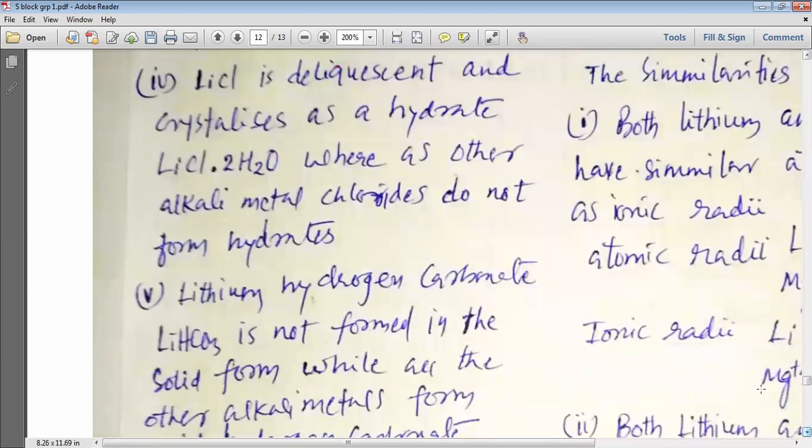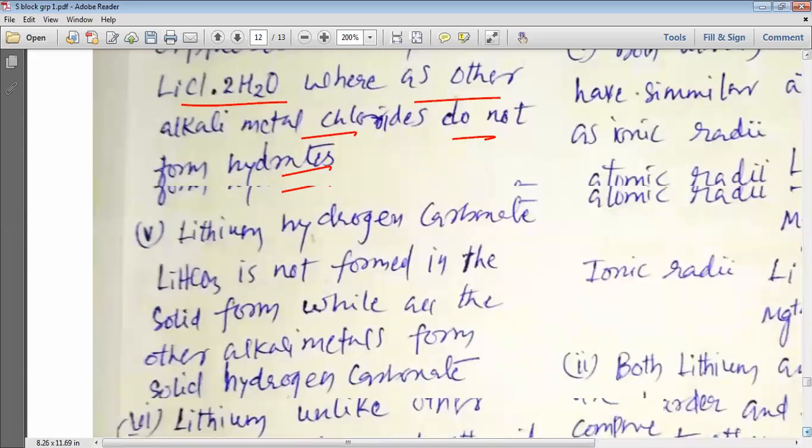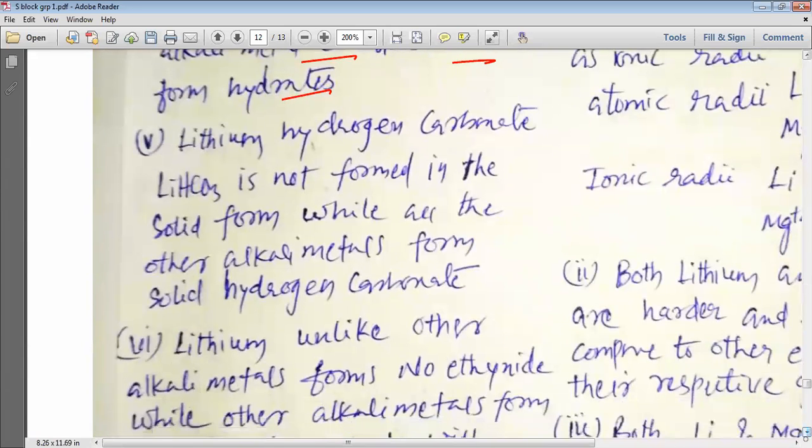Next, LiCl is deliquescent. Deliquescent means it contains water of crystallization and crystallizes as a hydrate, LiCl·2H2O, whereas other alkali metal chlorides do not form hydrates. So you won't find NaCl·H2O. No, NaCl you will find anhydrous.